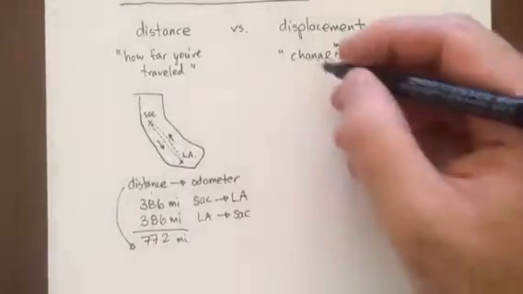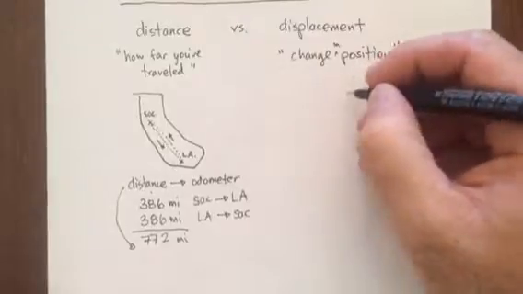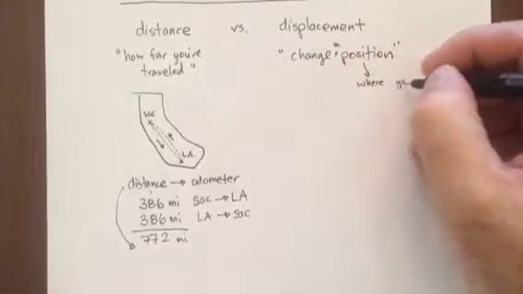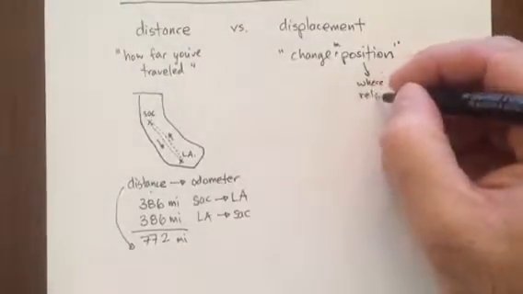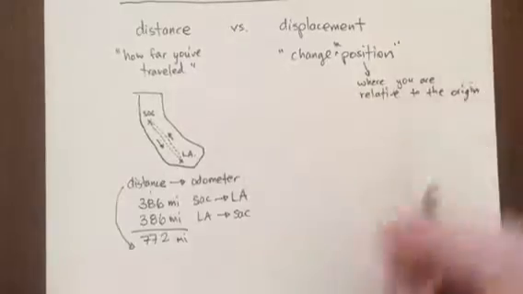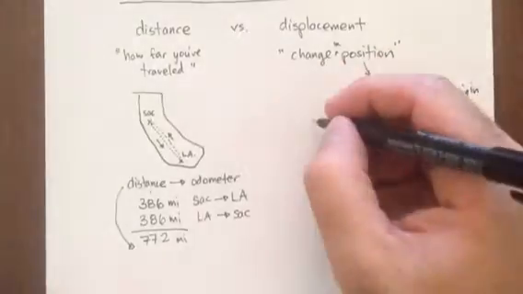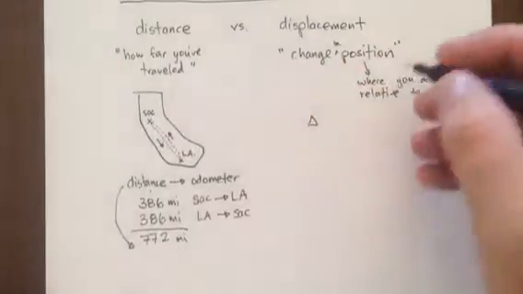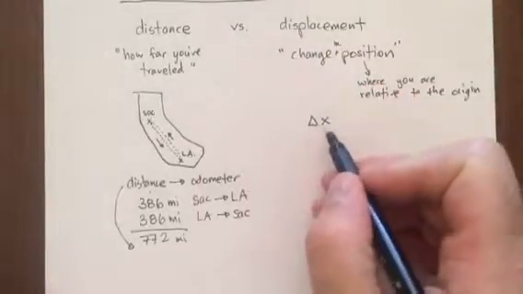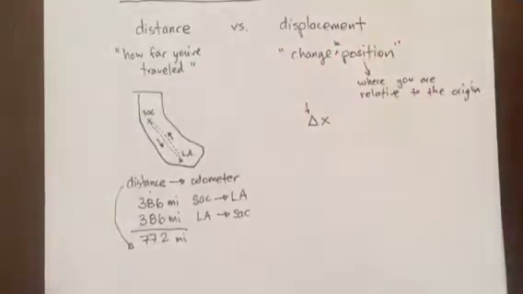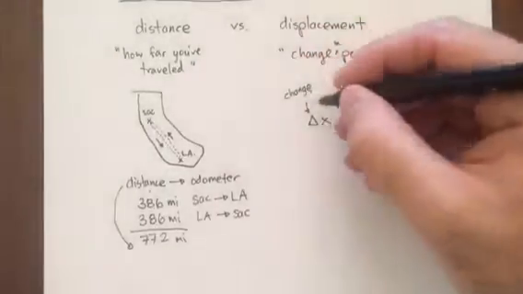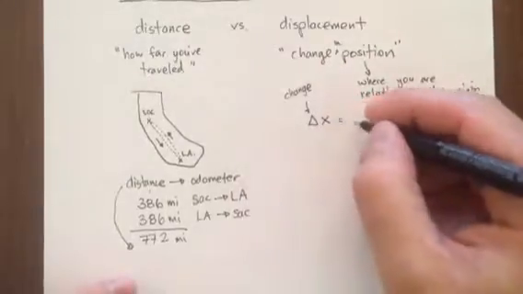So let's talk about that for a second. Position is just where you are relative to the origin, and that's the origin of your coordinate system. Okay? So we're going to call the position x. And then some symbology here. This triangle and the x, this symbol right here, always in physics and mathematics, means the change in position.